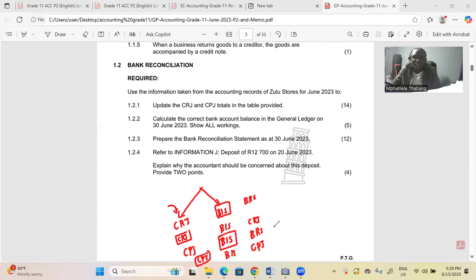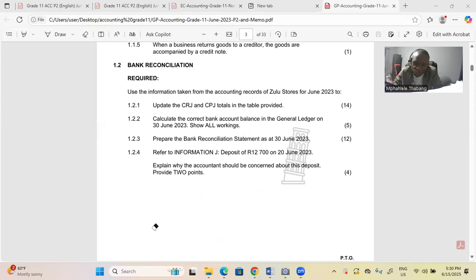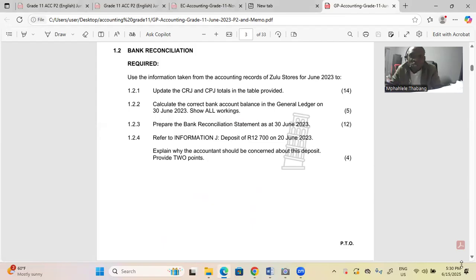Okay, so grade 11s, I think we are now ready to start reading the information. Before we read though, let me just erase what I've written here. Reading the question is very important. 1.2.1 says update CRJ and CPJ totals in the tables provided. I told you that in step 2, we update our CRJ and CPJ. So they are testing something of step number 2. They want us to update CRJ and CPJ. They want us to calculate the correct bank account balance. I said that is also step 2. And then they want us to prepare the bank reconciliation statement. That is the last step in the reconciliation.